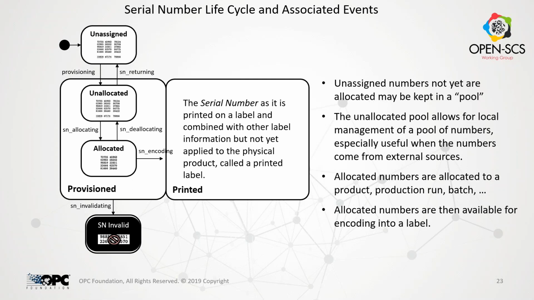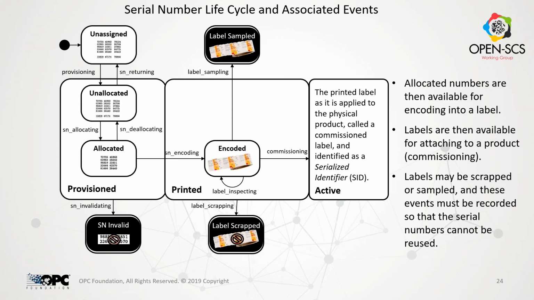So these are kind of the states that a serial number goes through, and what we're trying to do here is show you all the states and all the events that can occur as a result of that.